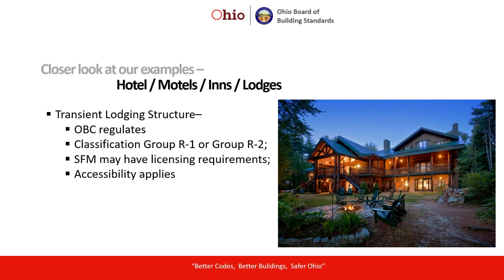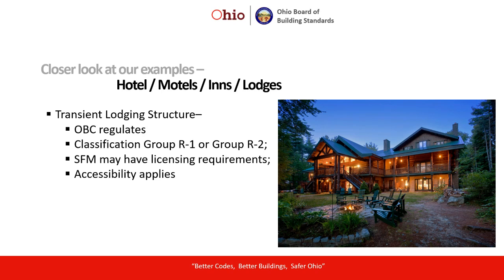So hotels, motels, inns, and lodges, these all look like collections of either sleeping units or possibly dwelling units. In many cases, they could have dwelling units. Because it is transient, they are regulated under the OBC. They will be classified as either Group R1 or Group R2. When you get a sufficient number of them, you want to know that the State Fire Marshal may have licensing requirements for those units. And it's typically 5 or more sleeping rooms. State Fire Marshal has licensing requirements. And when you get into Group R1 and R2, accessibility requirements start to apply.